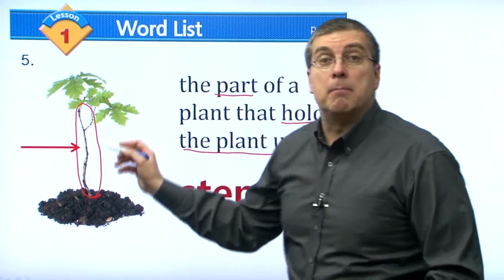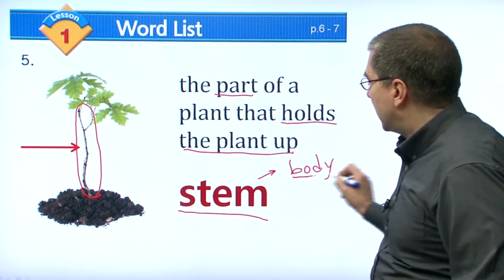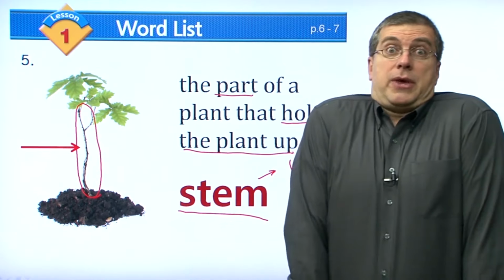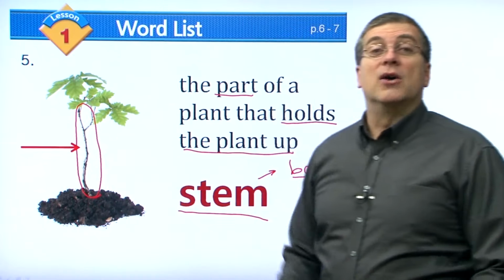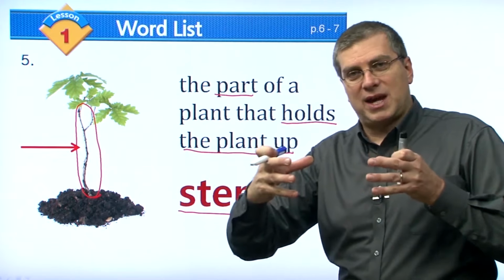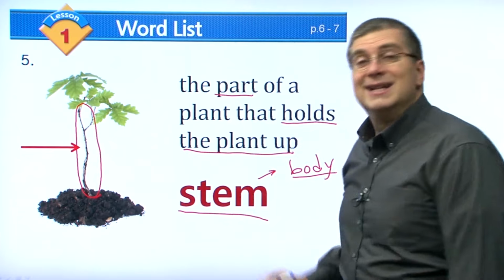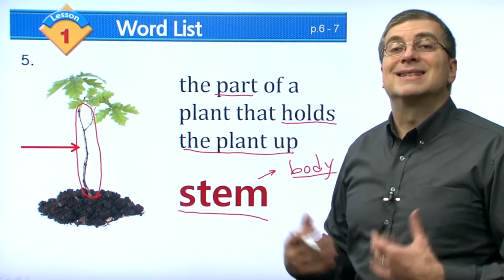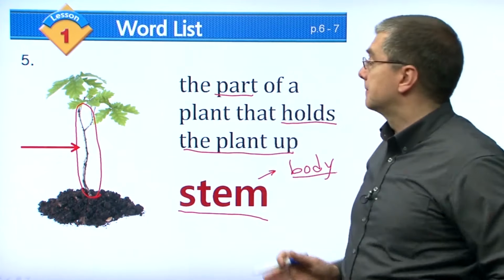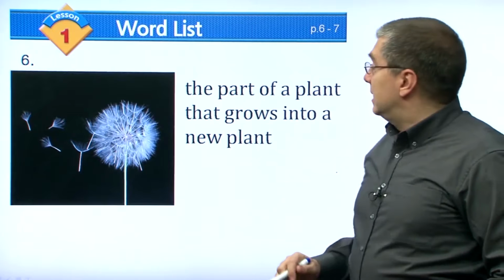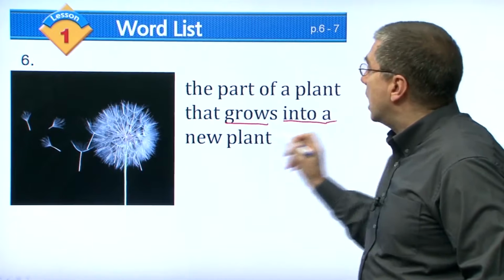The stem is like the body of a plant, right? Some bodies are thin, some bodies are thick, right? So these are the stems of the plant. Some of them are thick and big. Some of them are very thin and not so strong, but they are called stems. The stem of a plant, the part that holds the plant up. Okay, the next one is the part of a plant that grows into a new plant.